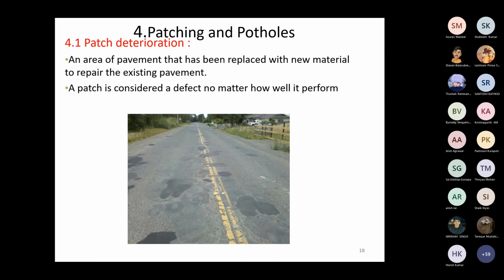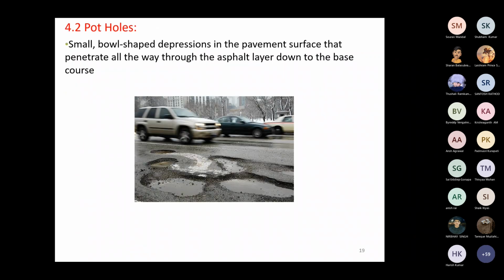I'll talk about potholes first. Potholes, we mentioned depressions. Depressions means the elevation of the road is lower than the surrounding or nearby elevation. A pothole is slightly lower from that depression, but the material has also been removed. These are small bowl-shaped depressions in the pavement surface that penetrate all the way through the asphalt layer down to the base. It will penetrate to the lower layers also.